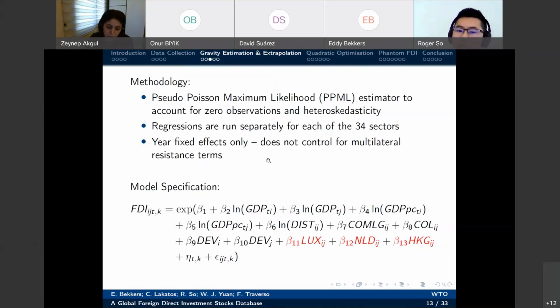But unfortunately, their inclusion will absorb all the country-specific variables, such as GDP, which we absolutely need for our extrapolation. So this is a trade-off that we just have to make. And at the bottom of this slide, it shows the model specification, and the control variables are very standard.